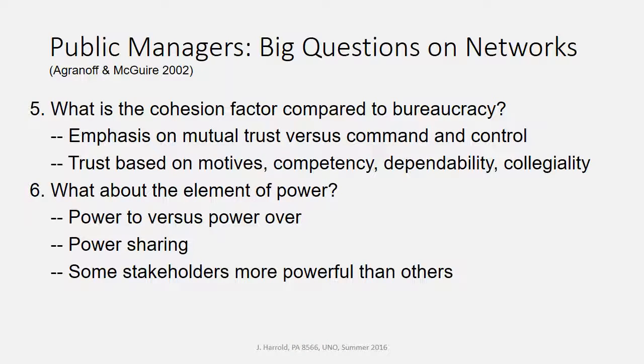And so questions 5 and 6 here. What is the cohesion factor compared to bureaucracy? They spend some time in this article talking about trust versus command and control. So you can see that a network really requires trust, and they say it should be based on motives, competency, dependability, collegiality. And again, working in the bureaucracy, there is the complaint about a bureaucracy that those things, trust, for example, and competency, and dependability may or may not be necessary.